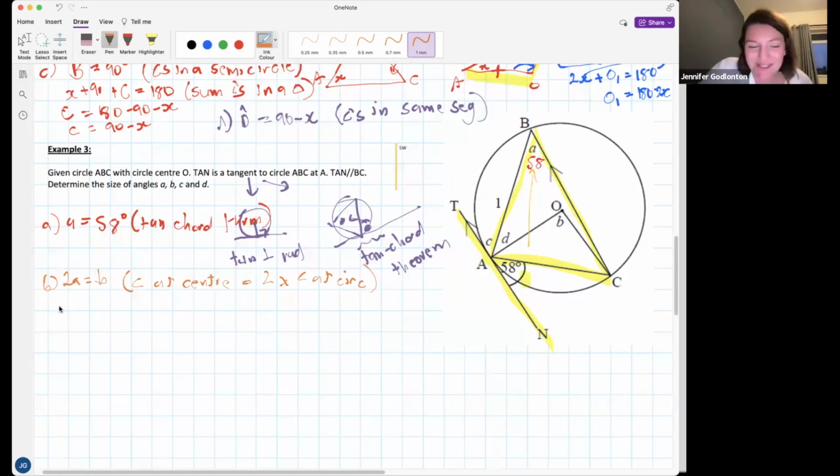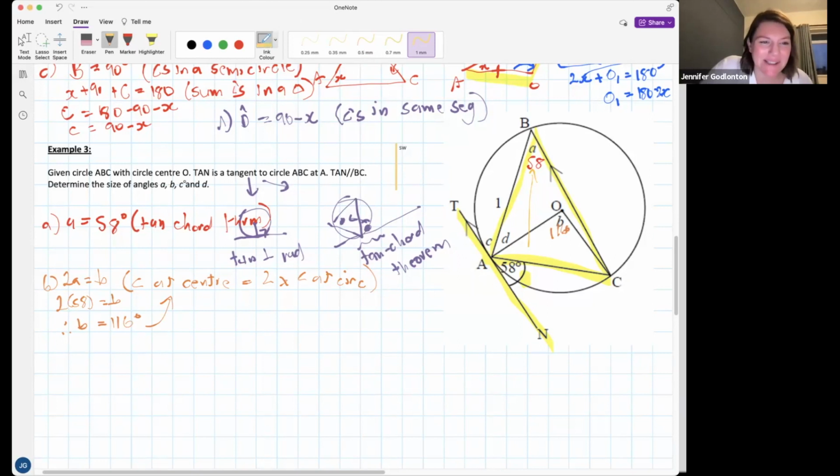We know that A is 58 degrees. So we're going to say 2 times 58 is equal to B. And so therefore B is equal to 116 degrees. You can jump straight by just saying B is equal to 116 degrees with the reason. That's also fine. We know now this is 116 after that little spiel.